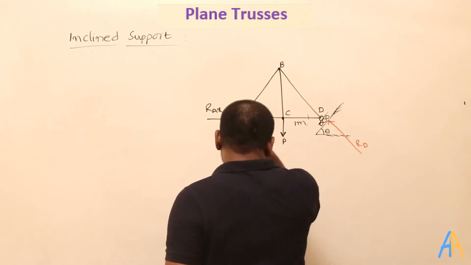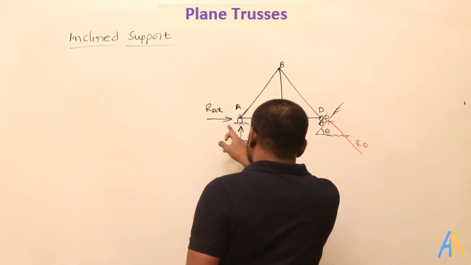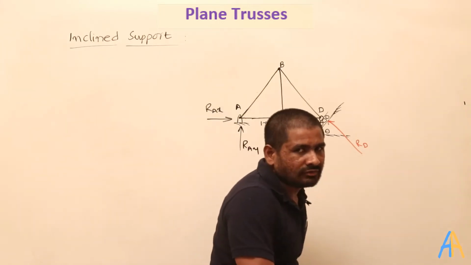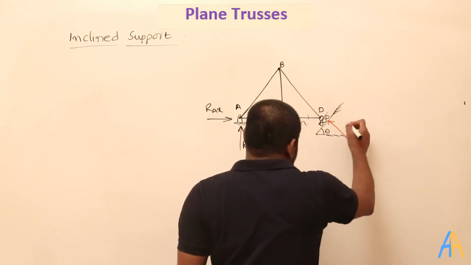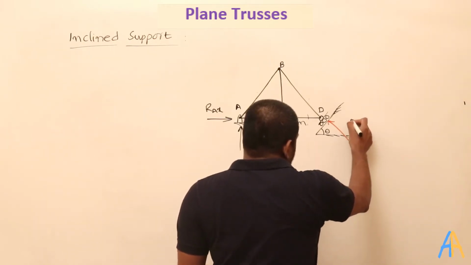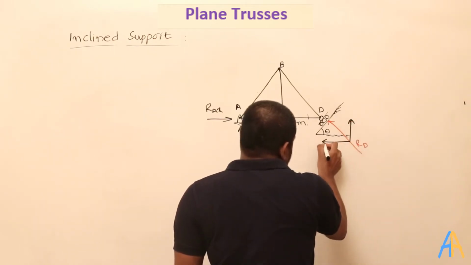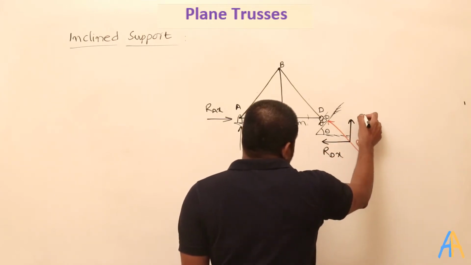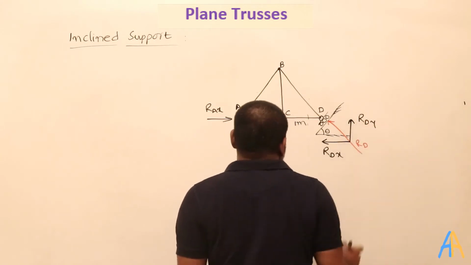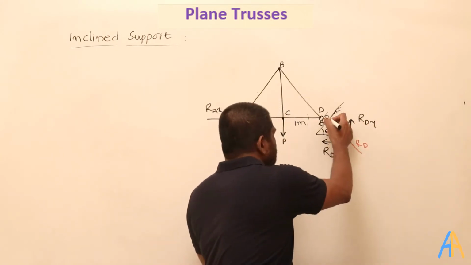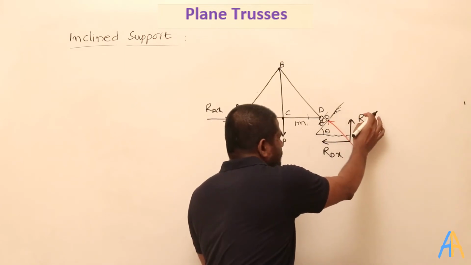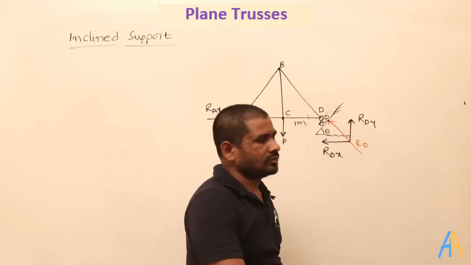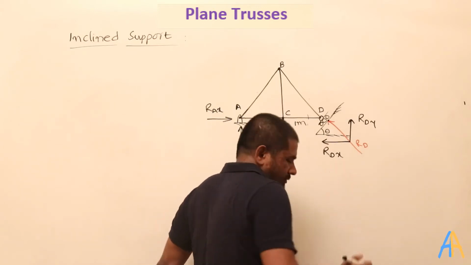Here these two are one horizontal and one vertical, whereas this one is inclined, so immediately I will convert this into horizontal as well as vertical components. This is the vertical component and this is the horizontal component. So this is the RDX and this is the RDY. That means at this point D, these are the reactionary forces acting here. Understood? So if I redraw this, what happens?